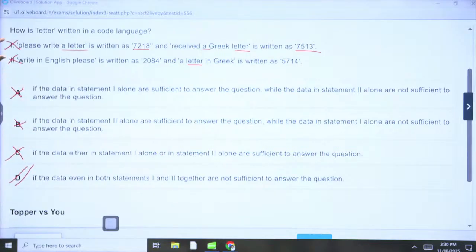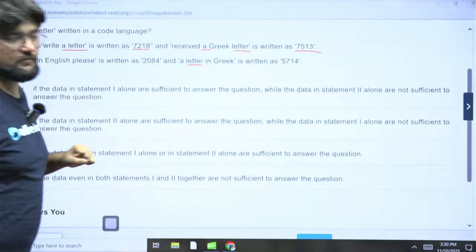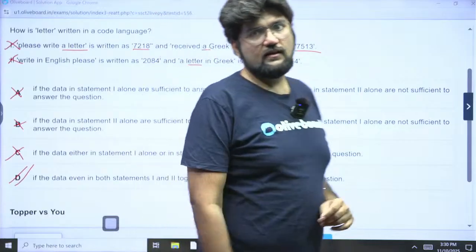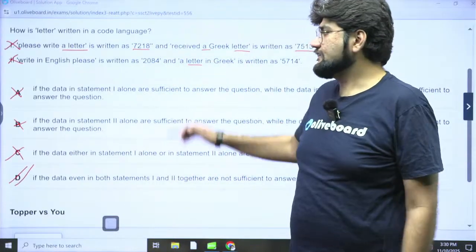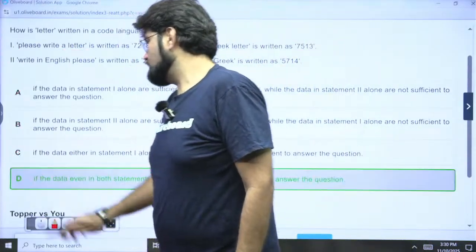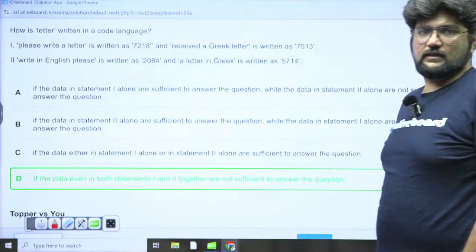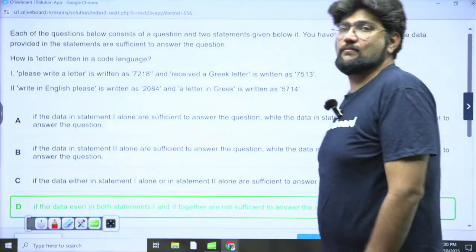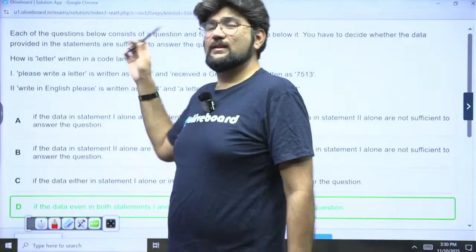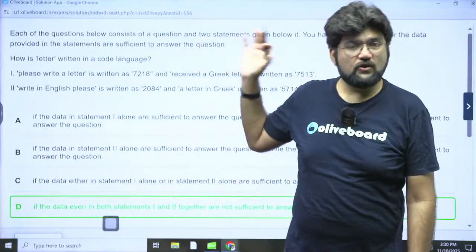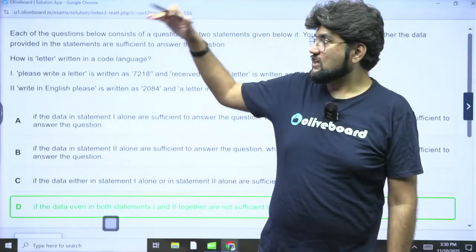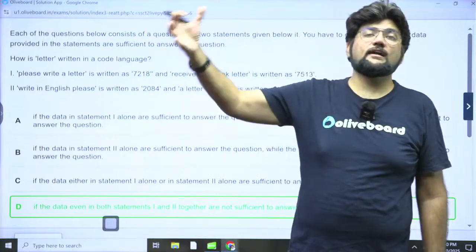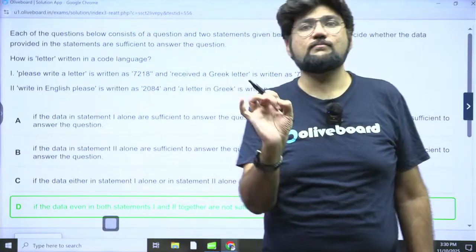Now please don't sit and check for both of them together, because that's not there in the options. Even if it was sufficient, they don't need that answer from you. So option D should be the ideal answer here. That's it. Okay. 76 seconds is a lot of time because you end up finding the code. Please don't find the code here. We don't need the code of the word letter. We just need to check whether we'll be able to find it or not. So try to deduce this much.